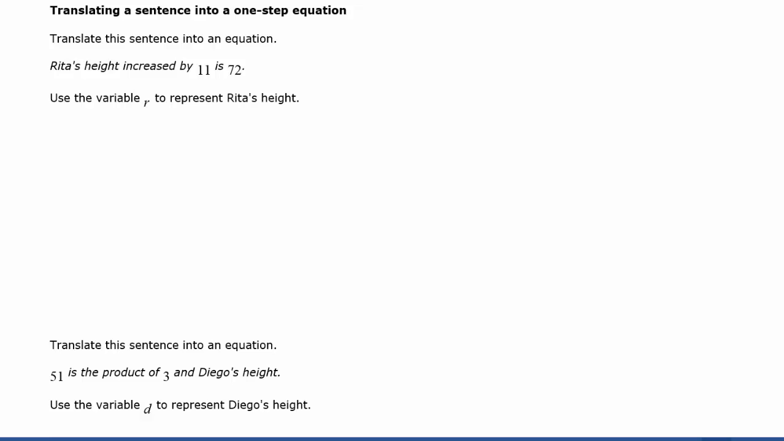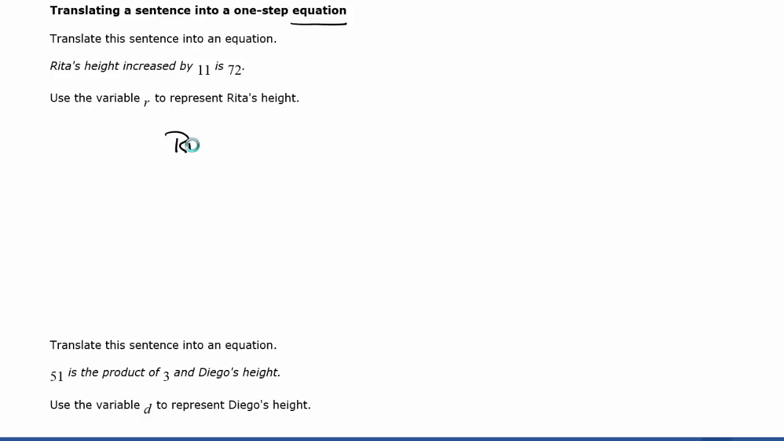Now we're going to be translating a sentence into a one-step equation. So remember what I said, the difference between expressions and equations. Equations has an equal sign, right? And the key word for an equation is the word is. So let's read our instructions. It says translate this sentence into an equation. And it says Rita's height increased by 11 is 72.